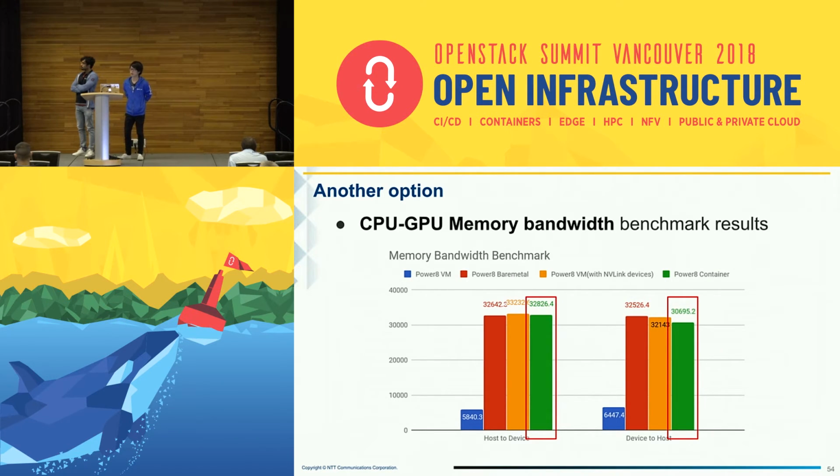And NVIDIA Docker supports NVLink. So without any tricks, we can use the full bandwidth. You can also use containers on baremetal, or containers on a VM with NVLink.